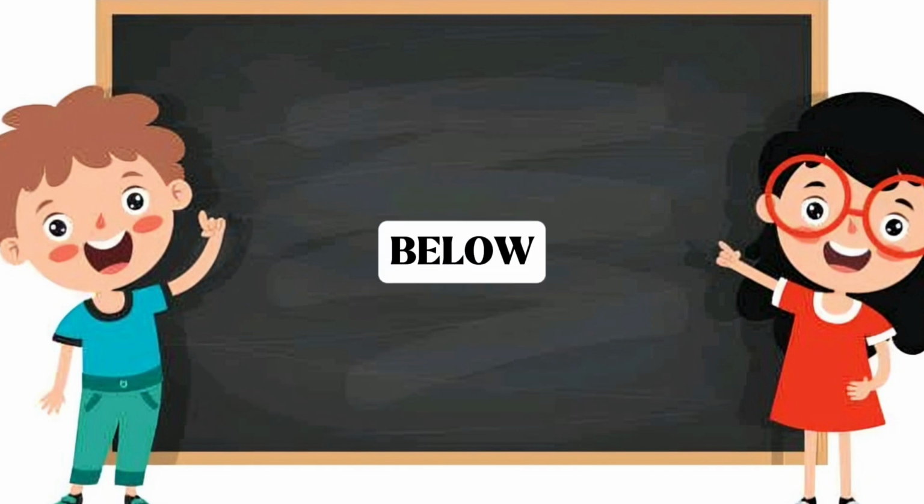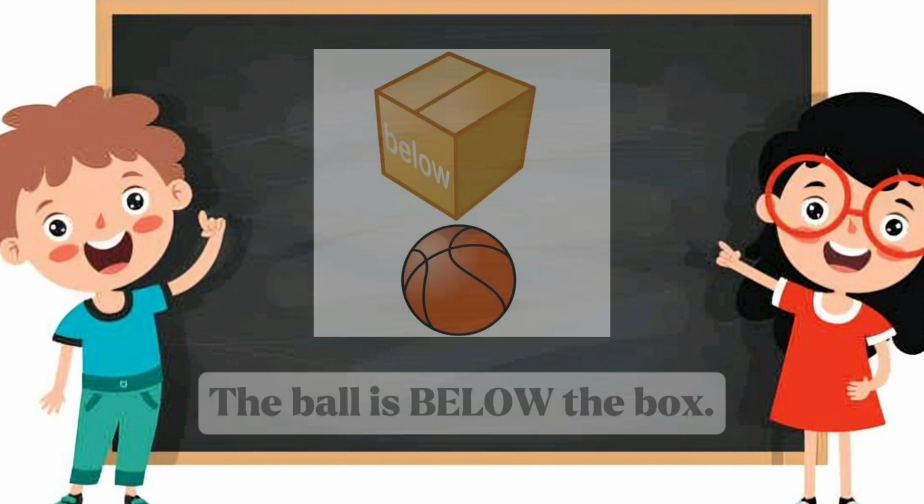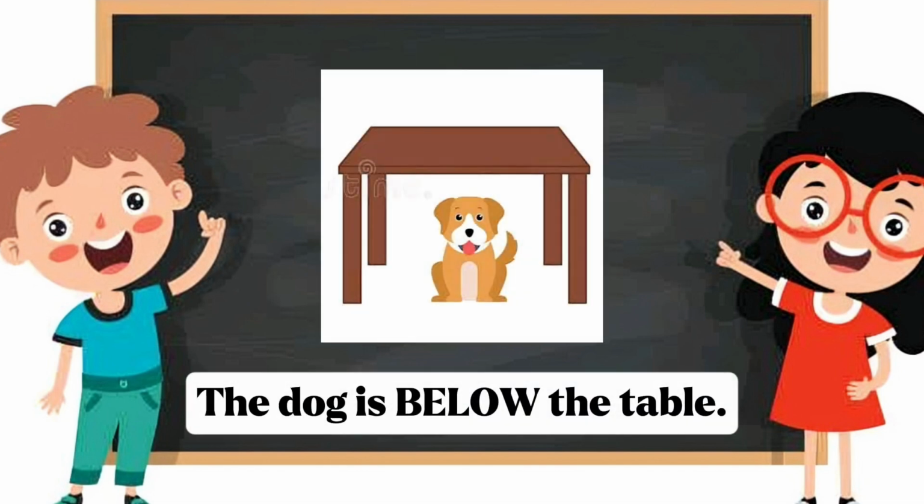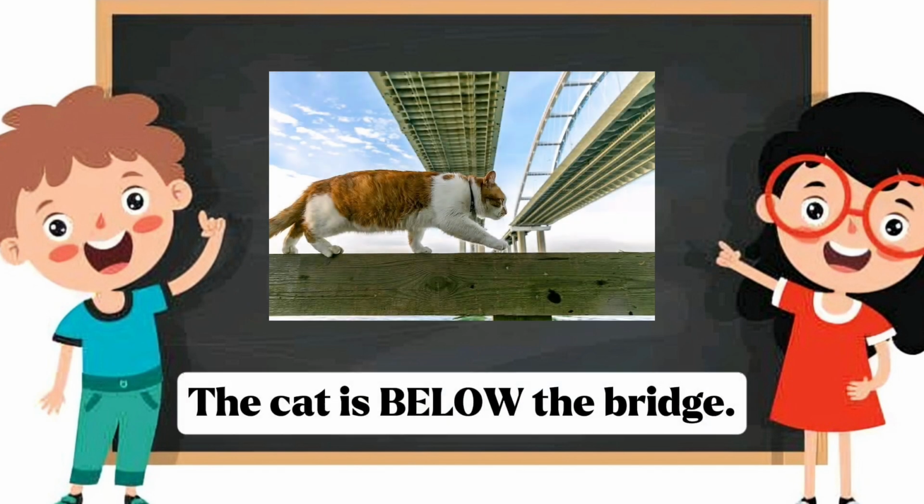Using below in a sentence. The ball is below the box. The dog is below the table. The cat is below the bridge.